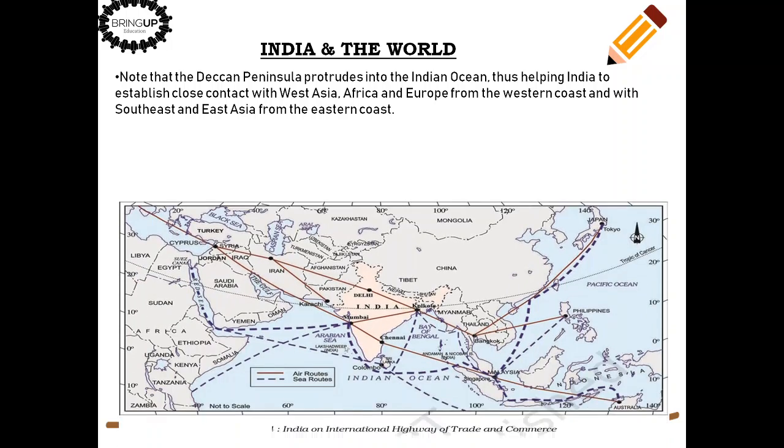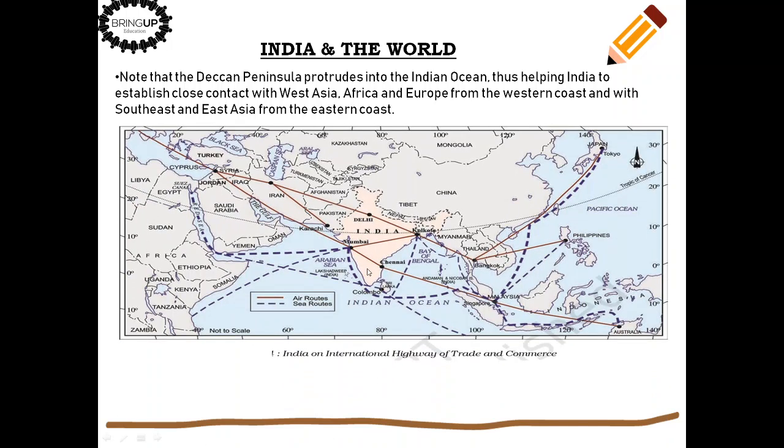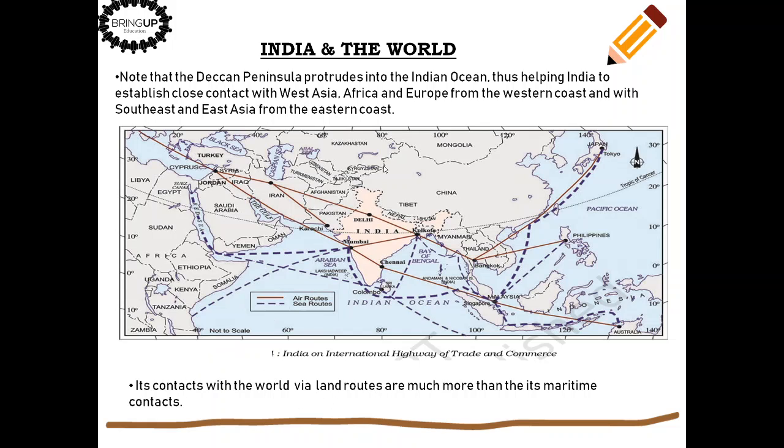This is the Deccan Peninsula, which protrudes into the Indian Ocean. It helps India to establish contact with the rest of Asia, including West Asia and East Asia. It also includes African and European countries. Its contact via land routes is much more than its maritime contact. This we can clearly understand by seeing the map.